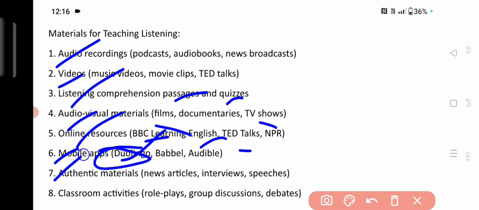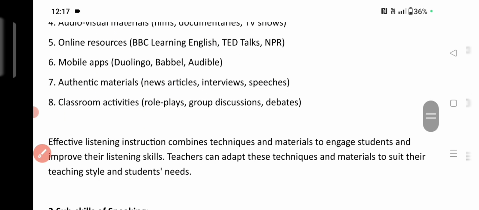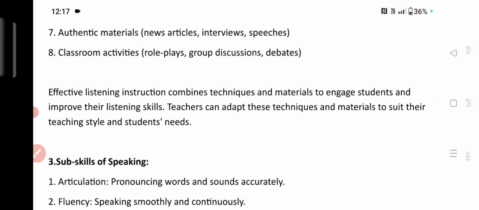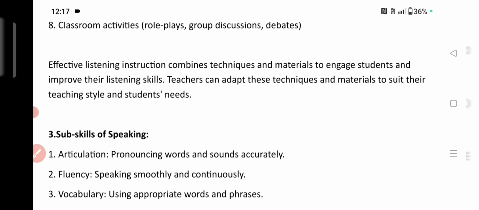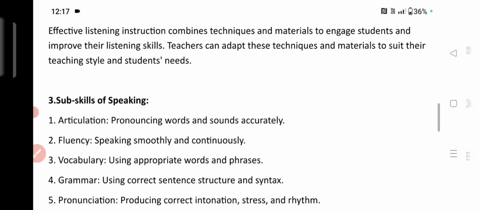And authentic materials. Here, with Duolingo, whatever language you want to learn, it's very easy and simple to learn through this language app. So authentic materials: news articles, interviews and speeches, classroom activities, role play, discussions, that's direct real time situations, everything. So effective listening instruction combines the techniques and materials to engage the students and improve their listening skills. So teachers can adopt these techniques and materials to suit their teaching styles and students' needs.